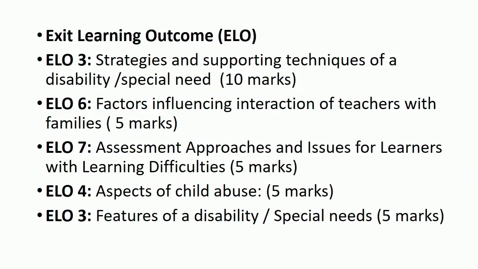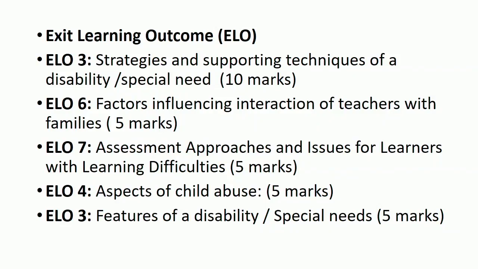So it's a very knowledge or understanding question that you need to give. And exit learning outcome 4, it's on the aspects of child abuse. It is 5 marks. So aspects of child abuse, it entails many things. It's about what is child abuse, what are the types of child abuse, how do you report child abuse, what factors contribute to child abuse.